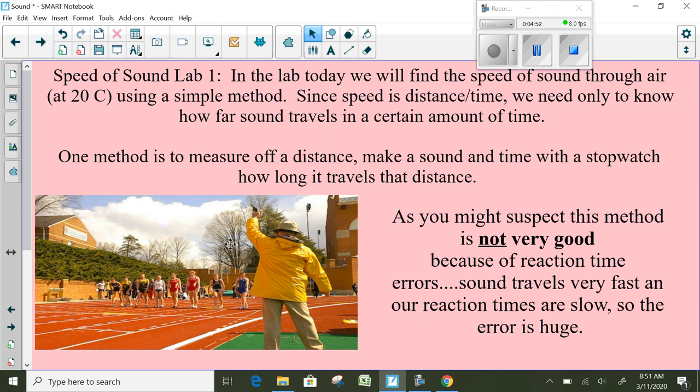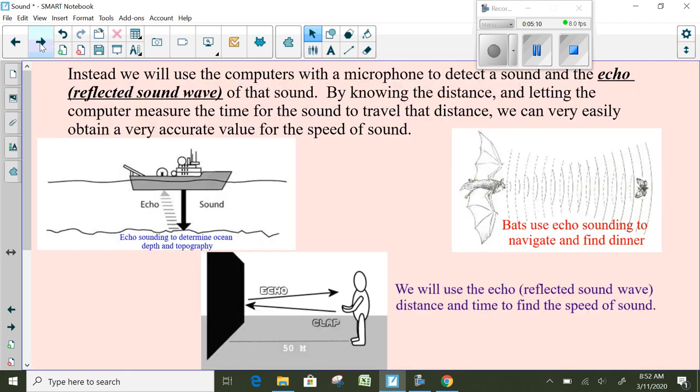One way of measuring the speed of sound, which doesn't work well, is to go down to the football field, have people line up, make a big noise, and time it. The reaction time is too slow. So you'll never get a good speed of sound measurement by just doing distance over time in that traditional way. So what we do in lab is use an echo technique.